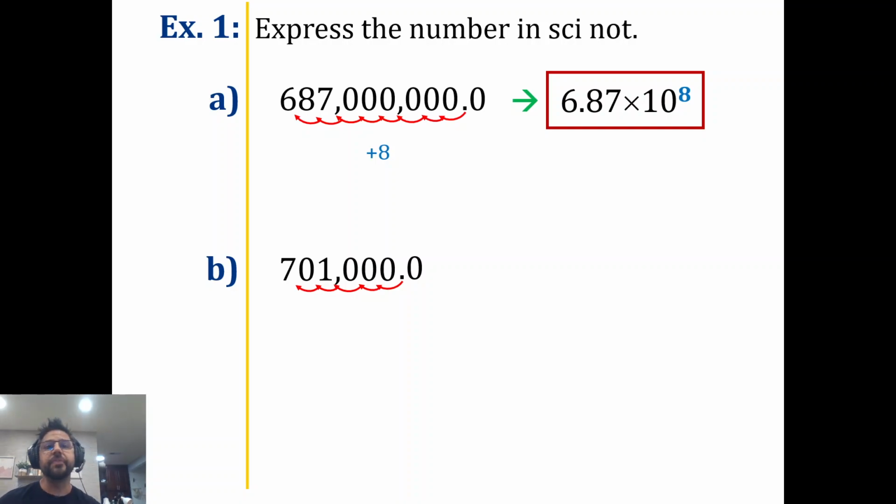Now, the nice thing is on the big numbers, students usually rock it. They know exactly what to do. You just move it, count it, write it. It's when it's the small numbers that students struggle. Move it 5 spaces, positive exponent because it's a large number.